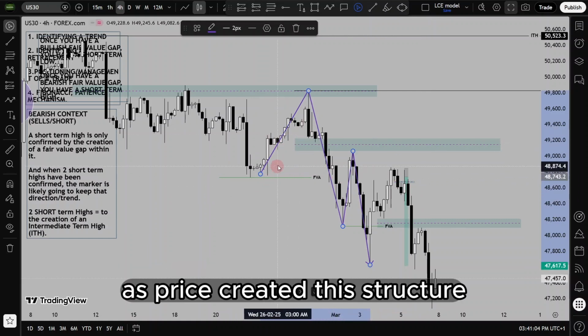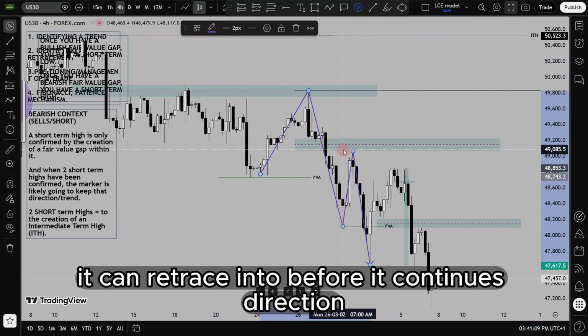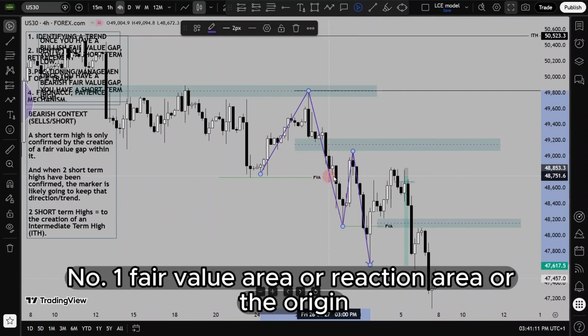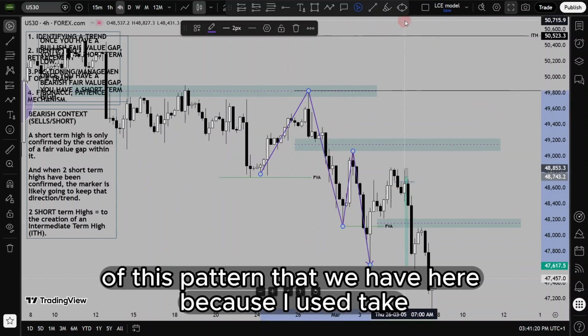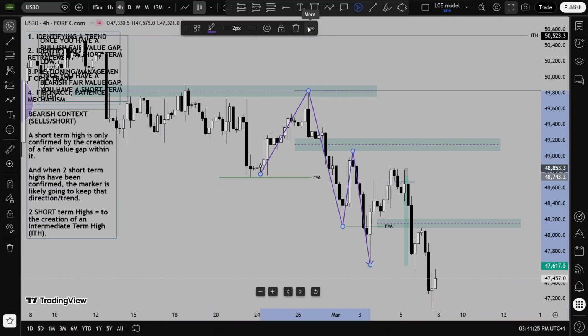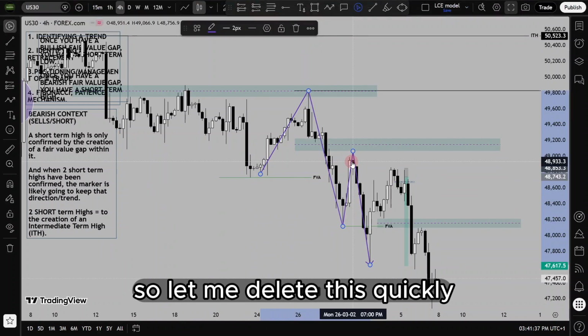As price created this structure, there are two places it can retrace into before it continues direction. Number one, fair value area or reaction area, or the origin. Now let us look for the reaction area of this setup, of this pattern that we have here, because I used the reaction area POI for this trade. Okay, so let me delete this quickly.